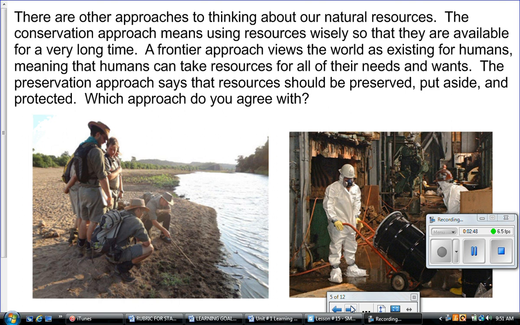There are other approaches to thinking about our natural resources. The conservation approach means using resources wisely so that they are available for a very long time. A frontier approach views the world as existing for humans, meaning that humans can take resources for all of their needs and wants. The preservation approach says that resources should be preserved, put aside, and protected. Which approach do you agree with?